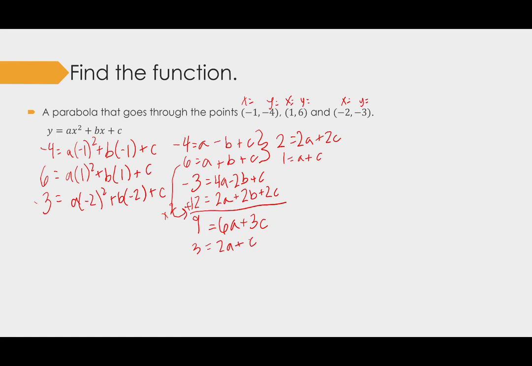Alright, so we have 2 equations that have just a and c. We can again use substitution or elimination. Let's go ahead and substitute. This wouldn't be too bad to substitute.